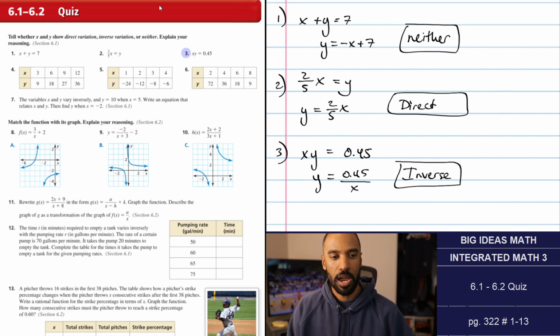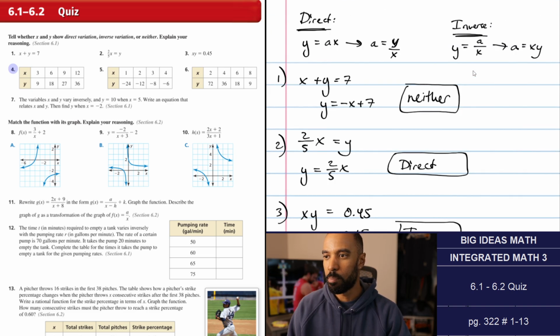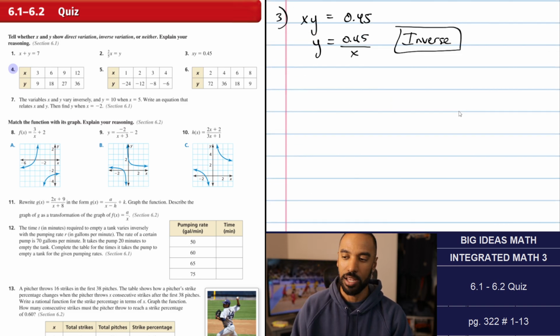Now, the next 3 are a part of the same question set. I shall copy and paste these tables over. It says tell whether x and y show direct or inverse variation, or neither. These ones are better off to look at the division to see if you get a constant, or multiplication to see if you get a constant. So when y divides by x, you get a constant on a, or when x multiplies with y, you get a constant on a.